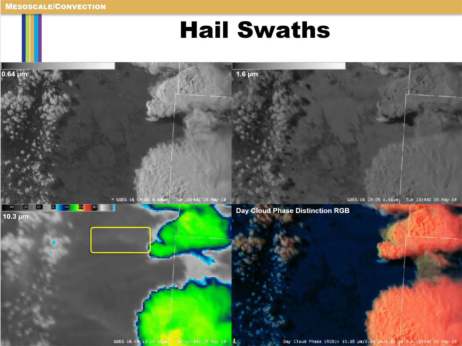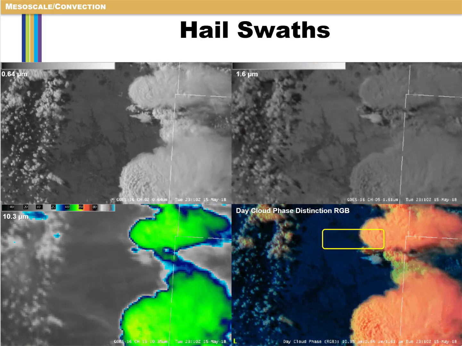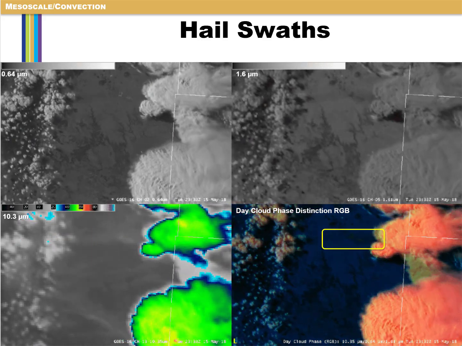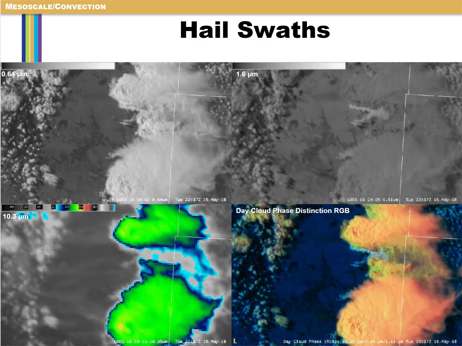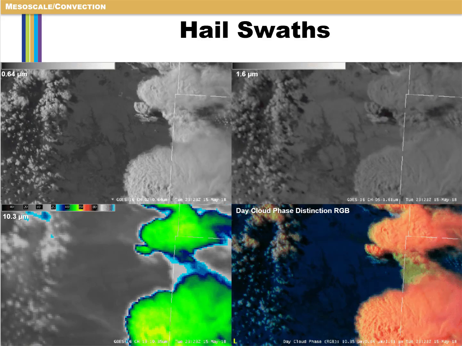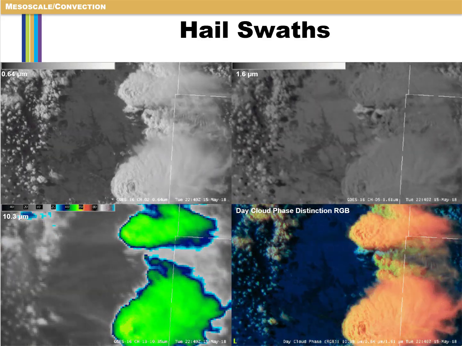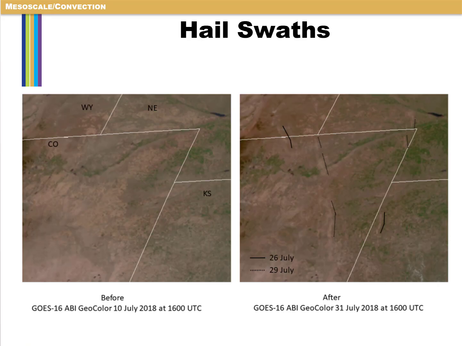In the day-cloud phase distinction RGB, the hail swath shows up as green since there is a strong contribution from the visible band, which is the green component. There is little contribution at 1.6 microns since ice absorbs, and also from 10.3 microns since it's only slightly colder than the surrounding ground. At times you may be able to see hail damage swaths on the ground after the hail has melted. If the hail size and intensity is sufficiently large, vegetation is damaged by the hail and is noticeable in visible bands on GOES.